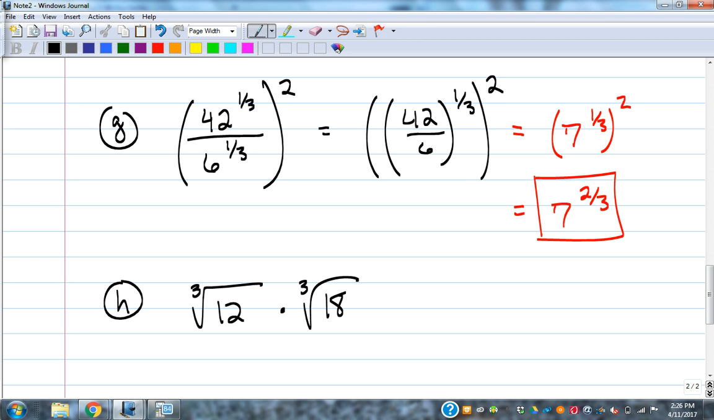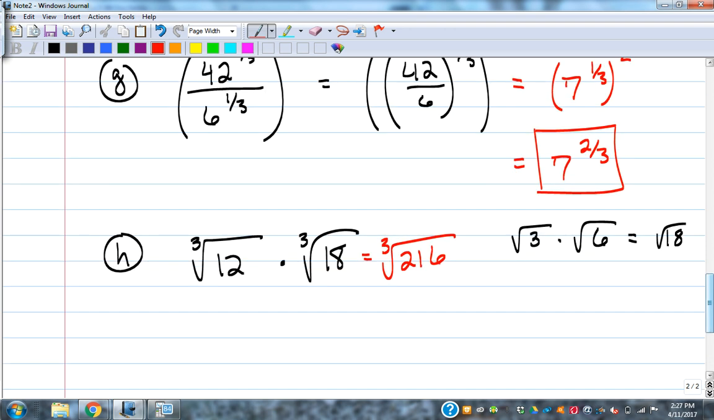Now remember how to multiply radicals? It's not an example for our notes, it's just a side example. If I had the square root of 3 times the square root of 6, you multiply the inside, so it's the square root of 18. This is no different. It's the same root, it's just a third root instead of a square root. 12 times 18 is on the inside. So figure out what 12 times 18 is. 216, which is a good number. And is the cube root of 216 what? Didn't we do that in section 1? It was 6, wasn't it?